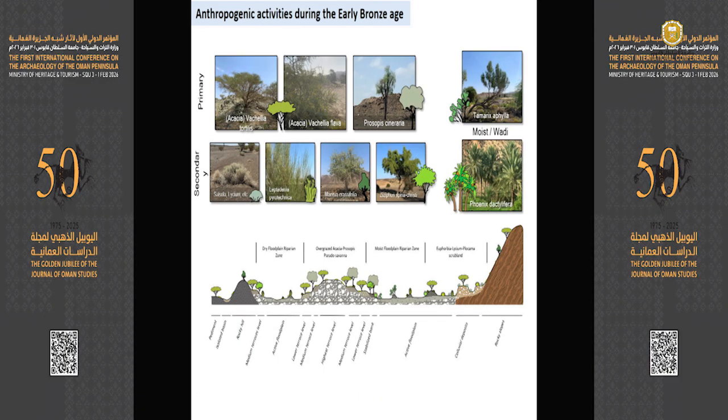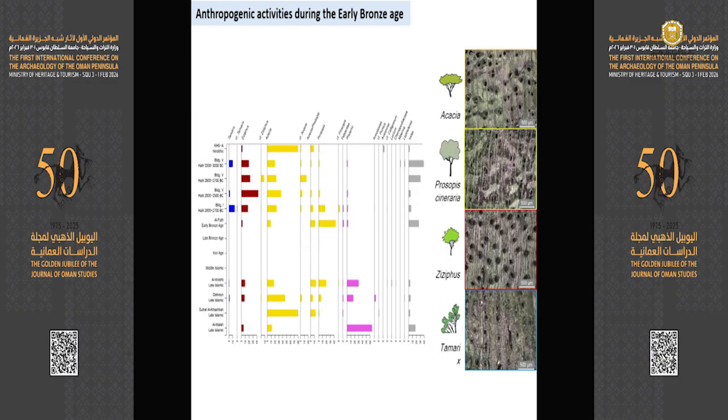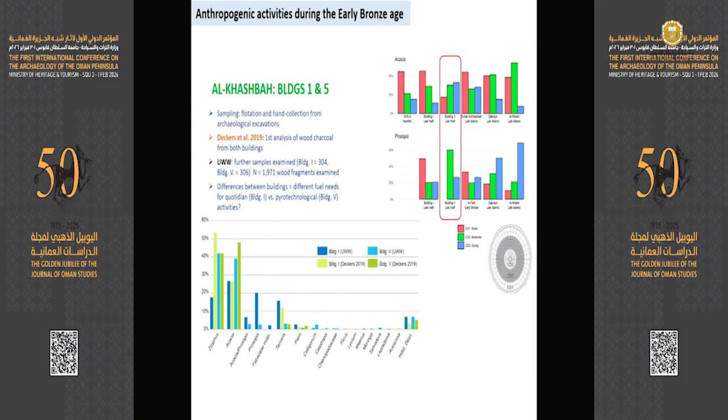Finally, we also conducted a survey on the vegetation, and the vegetation is quite the same, in fact, as the modern vegetation, it's just that the cover is a little bit more dense. And regarding the type of charcoals that have been found in buildings 1 and 5 of Al-Hajba, we can say that the fuel was slightly different. Like in building 1, they preferred to use Ziziphus as a fuel for charcoal, and in building 5, they preferred to use Prosopis.